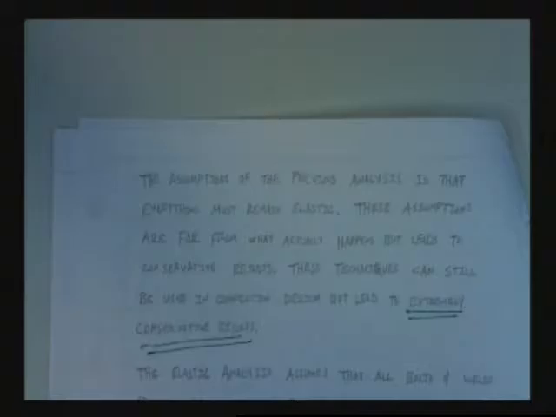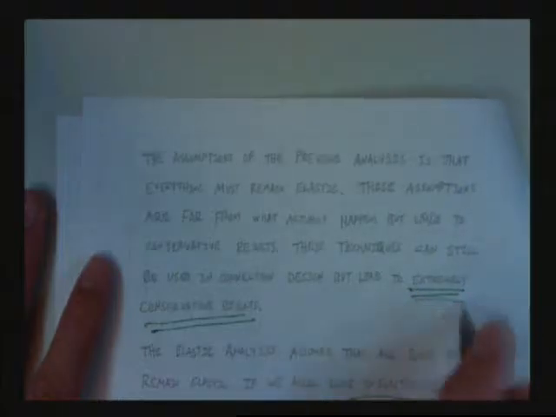So again, the assumption of the previous elastic method is that everything must remain elastic. These assumptions are far from what actually happens, but lead to very conservative results. These techniques can still be used in connection design, but again they lead to extremely conservative results. Tons and tons of math. No fun for anybody. The elastic analysis assumes that all bolts and welds remain elastic. If we allow some inelasticity in our connection, yielding or slippage, we will find that our capacity will increase.